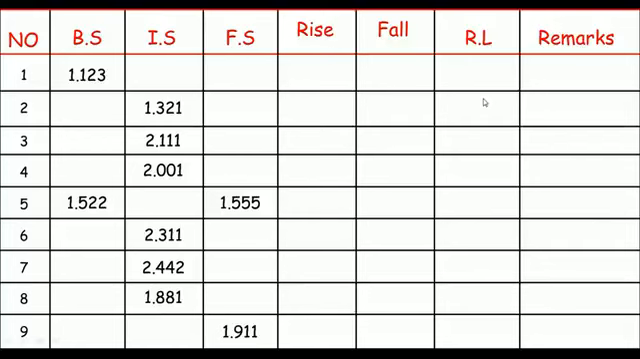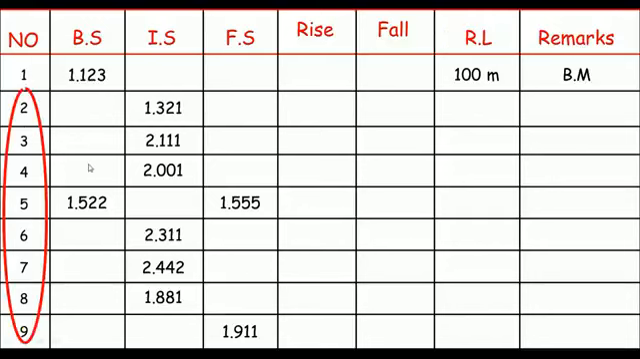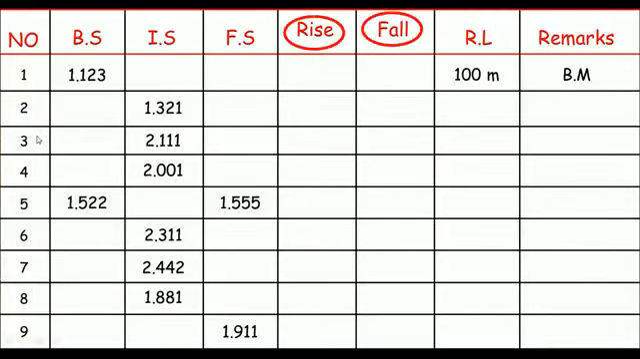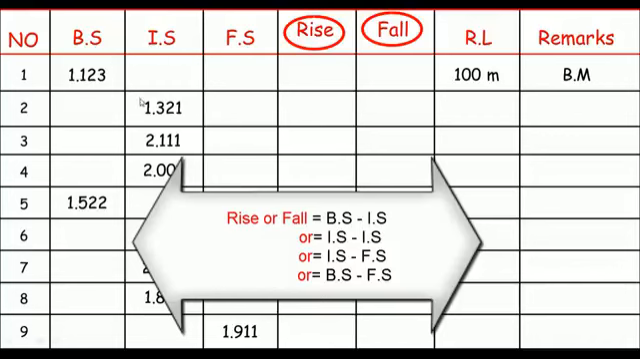The main purpose of solving this table is to calculate the RL of each point. Remember, the backside is always taken at a benchmark, so the first RL must be known. As the RL of the first point is known, we need the RL of all the remaining points from 2 to 9. To calculate the RL of all these points, we need of course the rise and fall of each point. To calculate the rise and fall of each point, we start by subtracting the intersides from backsides, like BS minus IS. This will give us the rise and fall.